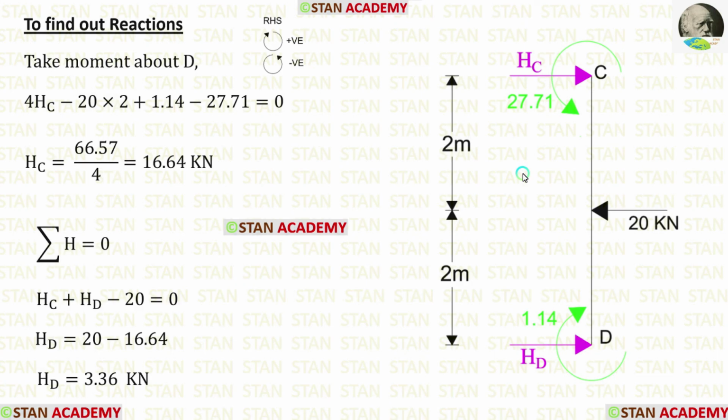Now, let us take the column CD and find out the reactions. To find out HC, let us take moment about D. Finally, we are getting HC. Then, let us apply the rule sigma H is 0. Using the rule, we can find out HD.